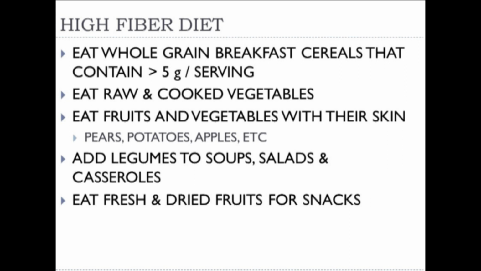So this means that if you're going to increase the fiber in your diet, you should eat first whole grain breakfast cereals that contain at least more than 5 grams of fiber per serving. You'll get that with a lot of the high fiber cereals like Total Raisin Bran and a lot of the Kellogg's high fiber cereals. Eating raw and cooked vegetables is also an excellent way. Fruits and vegetables with their skin, pears, potatoes, apples. And adding legumes to soups, to salads, and to casseroles are just a fabulous way to increase fiber intake, as well as a broad assortment of different nutrients. And of course, eating fresh and dry fruit for snack is an excellent way of increasing the fiber intake as well.